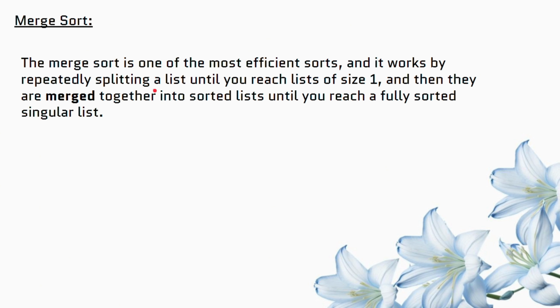It takes a list and it splits it until you reach a list of size 1. And then they are merged together into sorted lists until you reach a fully sorted single list. Now, this is a bit of a summary of how it works. We're going to go over a written exam question at the end of this video, which actually involves describing how the merge sort works. So stay tuned for that.